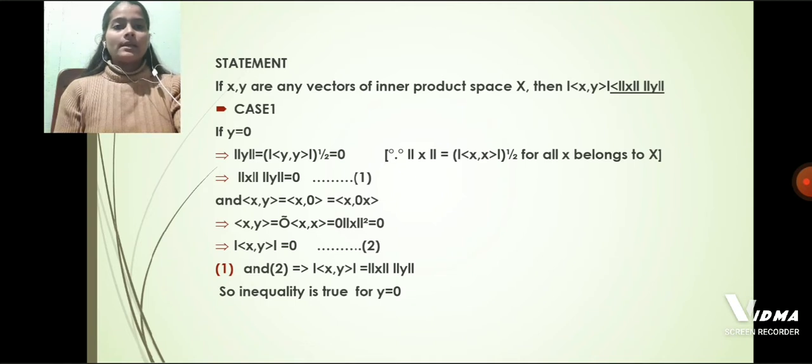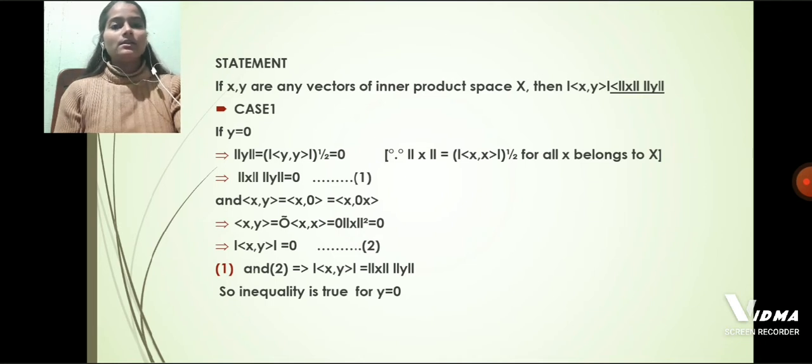First case: if y is equal to 0. We know that the norm is induced by the inner product space X and it is given by the norm of x equals the square root of the mod of the inner product of x and x. So we will use this norm here. Now consider the norm of y. We can write the norm of y as the square root of the mod of the inner product of y and y. On putting y equal to 0 here, we get the norm of y equal to 0. It implies that the norm of x times the norm of y is equal to 0. We mark this equation as first.